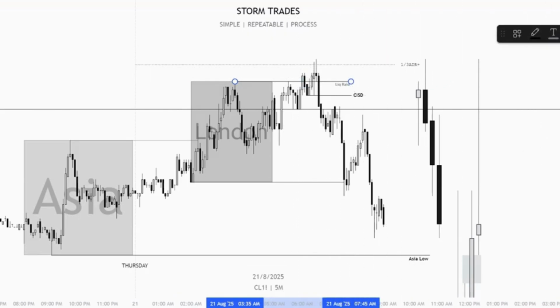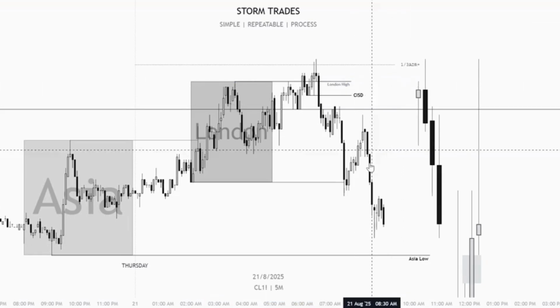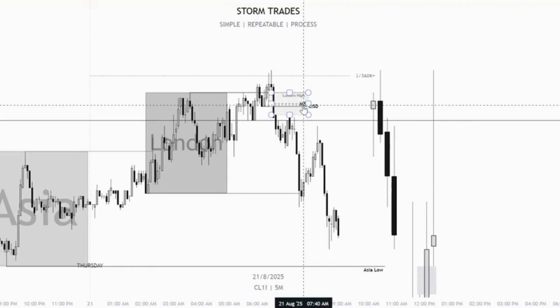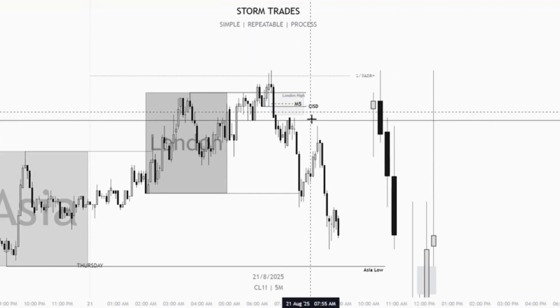That's the London high. All right. There we go. So change in state of delivery, and this is confirmed by the fair value gap that's right here. We don't even come up and trade into that.